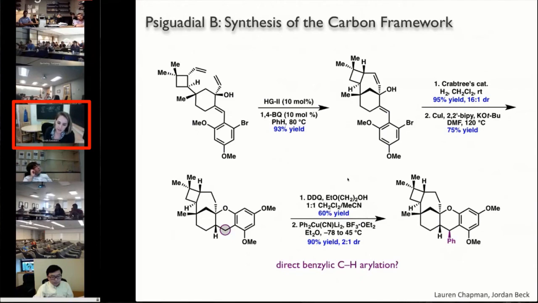And something that we were definitely thinking about as we were investigating this last sequence was that it would be really nice to be able to do a benzylic CH arylation. And we tried some chemistry there, but without a lot of success. So I'll once again put that out there as the type of transformation that would be enabling and further streamlining in these types of total synthesis contexts. If you go to the next slide.